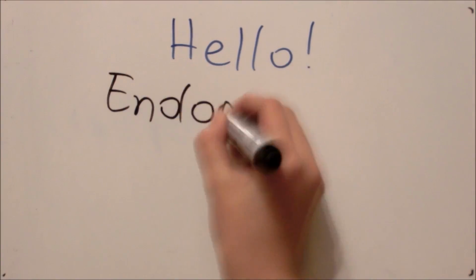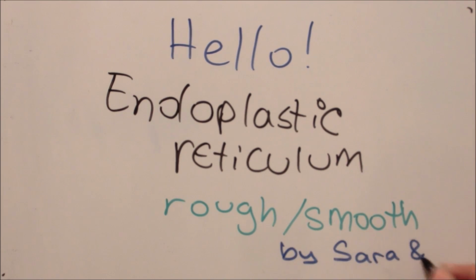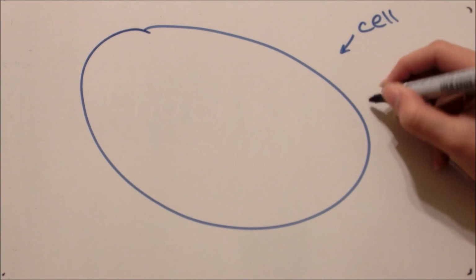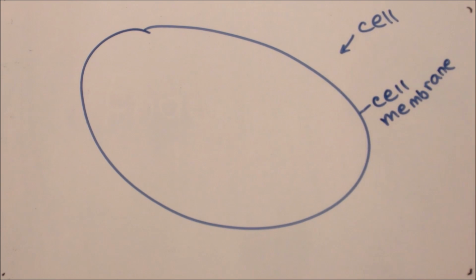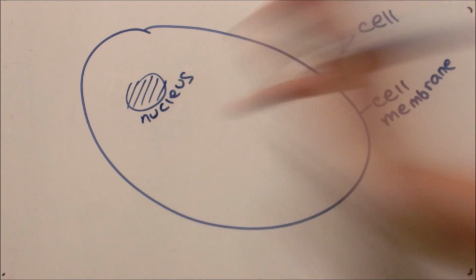Hello everybody! So today we are going to talk about the smooth and rough endoplasmic reticulum. The endoplasmic reticulum is an organelle in the cell's body. If this is the cell, and this is its membrane, this is the nucleus, and then the endoplasmic reticulum is placed beside it, like this.